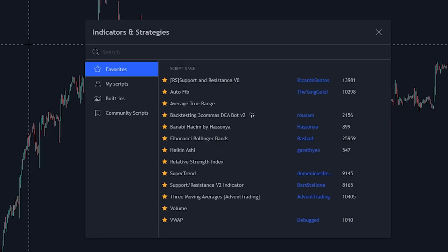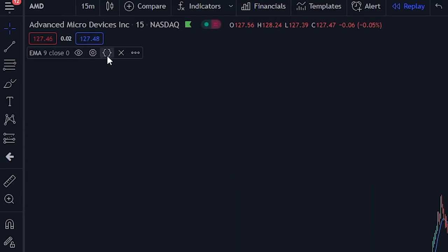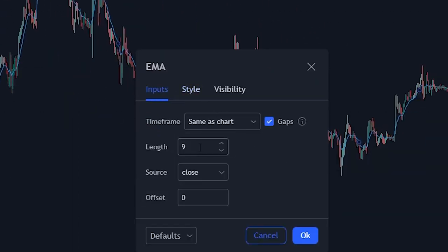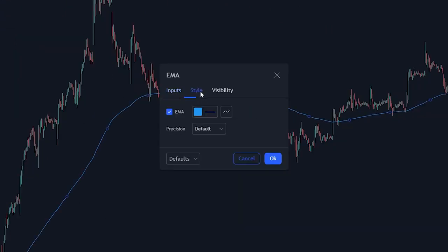Just go to Trading View, click the Indicators tab, and type in EMA for Exponential Moving Average. Then go to the settings of the indicator and change the length to 200. This will give us a 200-day moving average. I'm also going to change my line to red just so you can see it better, but this is optional.